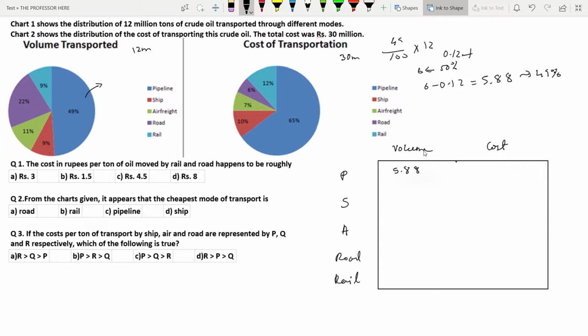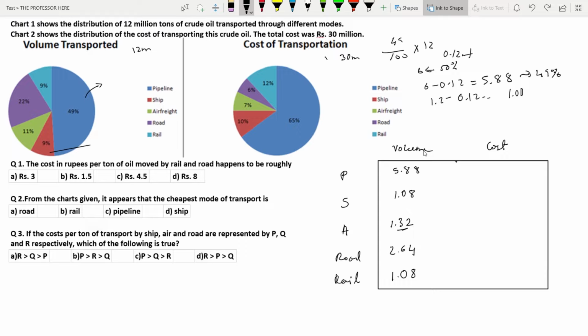Now the next one is ship, which is 9%. 10% means 1.2 million tons. So 1.2 minus 0.12 will give us 9%, which is equal to 1.08. Next, air freight is 11%, which means 1.2 plus 0.12, which is 1.32. Next one is road. For road, it is 22%, which is double of 11%. So all you have to do is double 1.32, which is 2.64. The last value, rail, is 9% again, which is 1.08. As you do more and more questions, you will find it easier to fill up the table and calculate these values. So now let's calculate the cost.